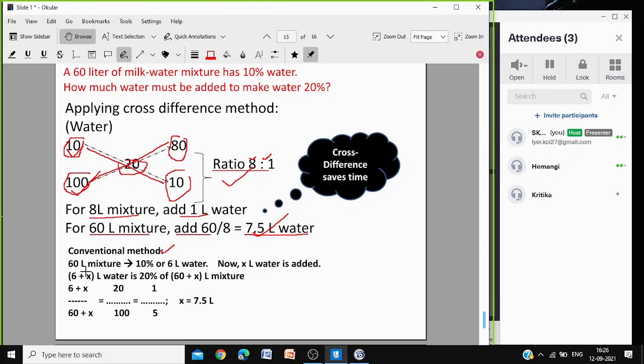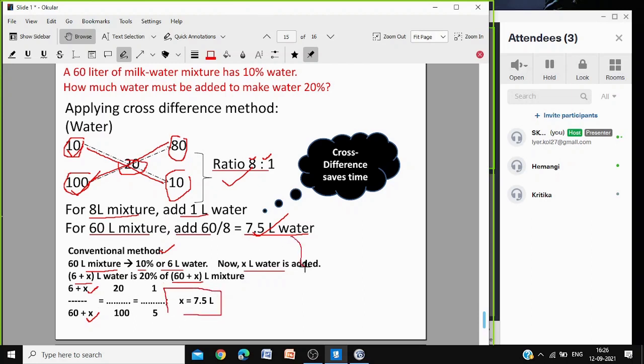In a 60 liter mixture, 10% means 6 liters of water. And now you are adding x liters of water. So the water would be 6 plus x, and the total quantity of 60 liters would become 60 plus x. This is the quantity of water over the quantity of total mixture, and it is equal to 20%, 20 by 100 or 1 by 5. Then you cross multiply and solve and get x equal to 7.5.